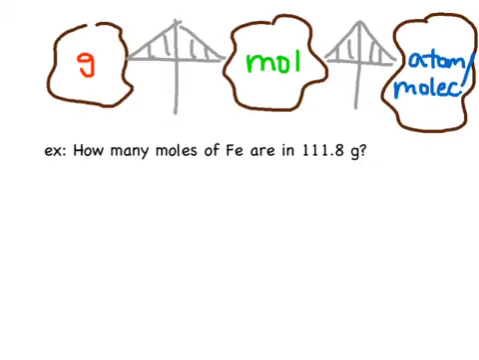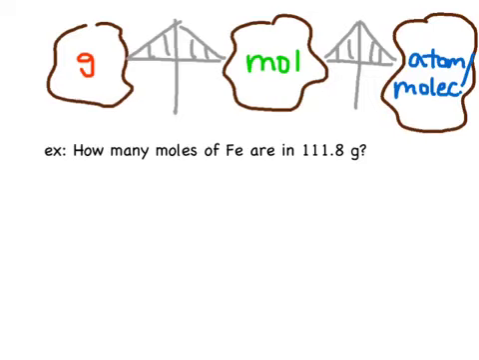So here's our first example. How many moles of Fe, or iron, are in 111.8 grams of iron? Okay, so working with iron here, we need to know how many moles you have if you have 111.8 grams sitting in front of you.